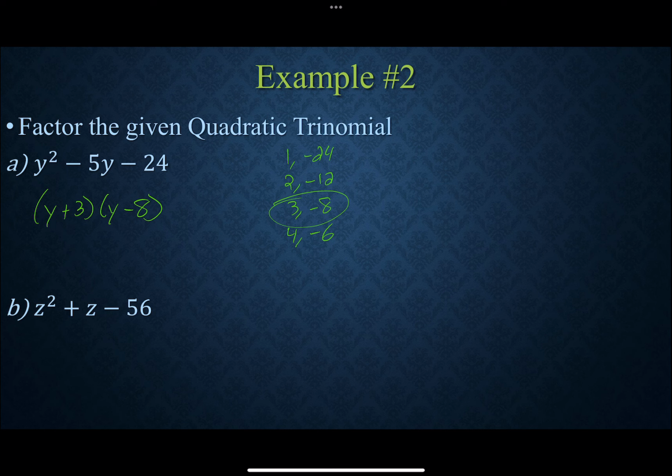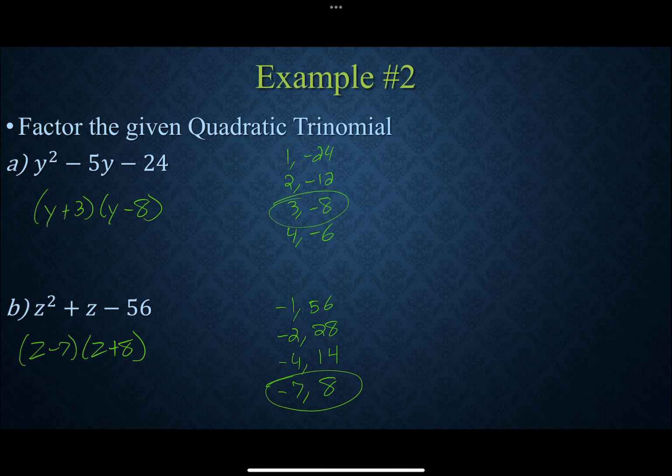And then for b, so we're looking for negative 56, but the coefficient in the middle is a positive 1, so that tells us the bigger number is positive. So it'd be negative 1 and 56, negative 2 and 28. 3 doesn't work, negative 4 and 14. Negative 5 doesn't work, negative 6 won't work, 7 will work, negative 7 and 8. And those are the only pairs, where negative 7 and 8 would be the pair that actually works together. So it'll be z minus 7 and then z plus 8.